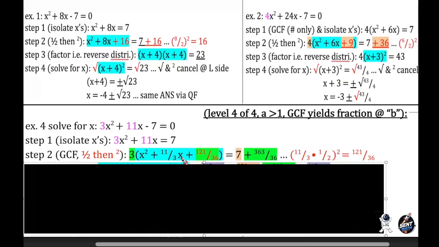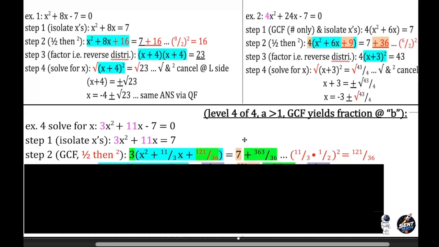Now we get to the heart and soul of the problem, which is halving then squaring. So I'm going to take the coefficient associated with x to the power of invisible 1, which is 11 over 3, multiply it by half and square it. 11 over 3 multiplied by half gives you 11 over 6. And when you square 11 over 6, you got to square the top and bottom. 11 squared is 121. 6 squared is 36. So I'm going to add 121 over 36 over here.